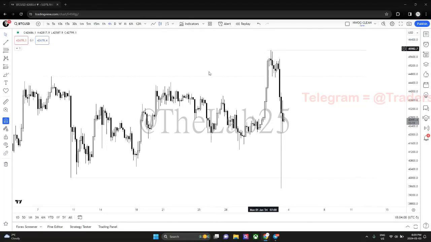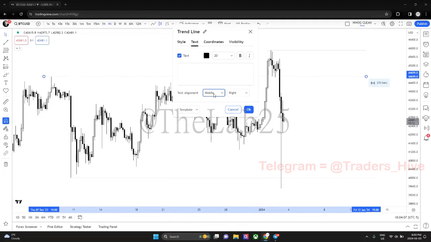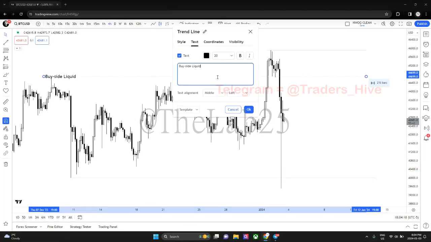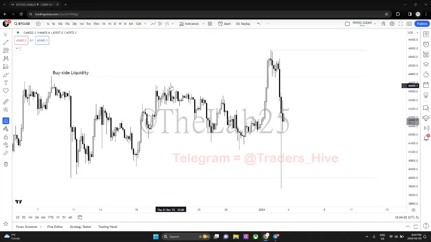So price ran above here, took the buy side liquidity, which rested above this old high and this old high, which makes them relatively equal highs, right? So price went above that.